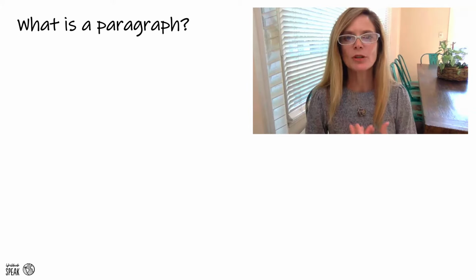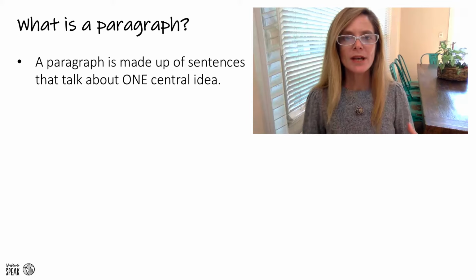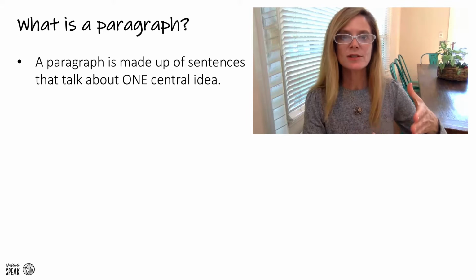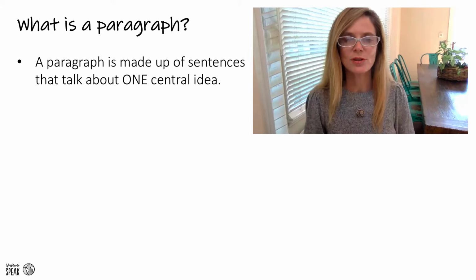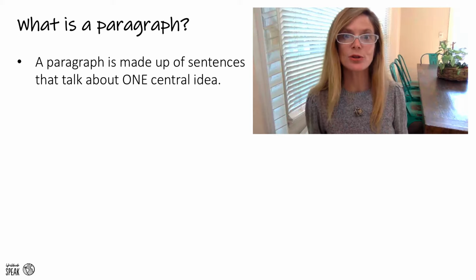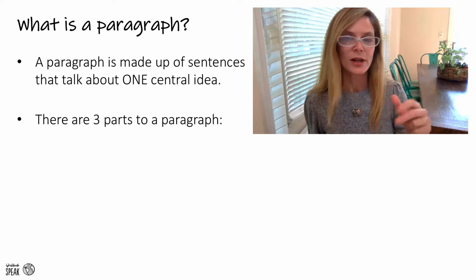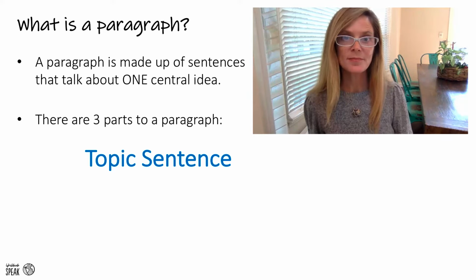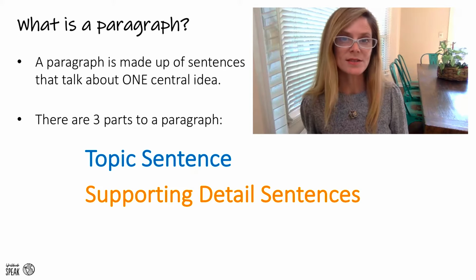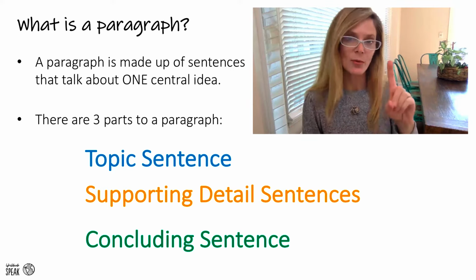All right, it's important that we know what a paragraph is when it comes to writing in English. A paragraph is made up of a bunch of sentences that talk about one central idea. Your paragraph stays focused on one thing so that it's easier for the reader to follow your writing. Also, the paragraph has three parts. The parts are topic sentence, supporting detail sentences, and a concluding sentence. So the paragraph talks about one thing and it has three pieces.